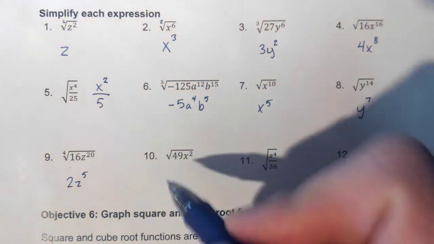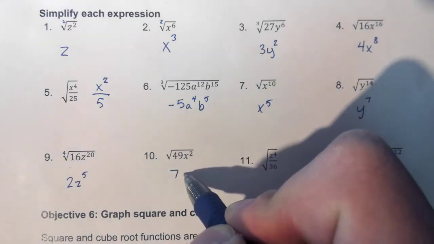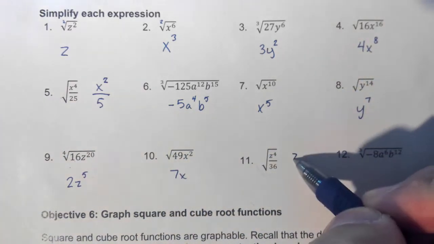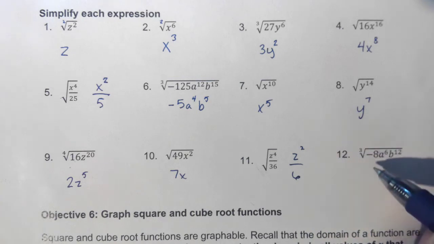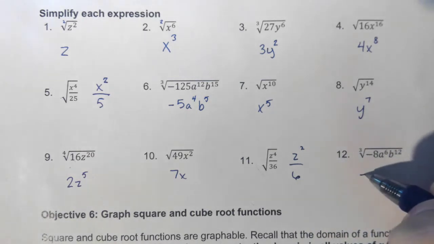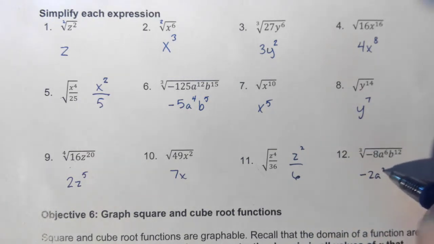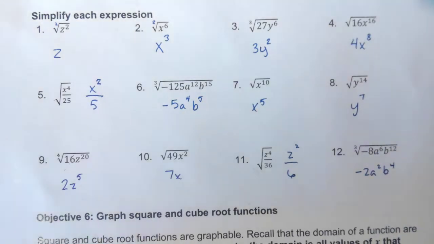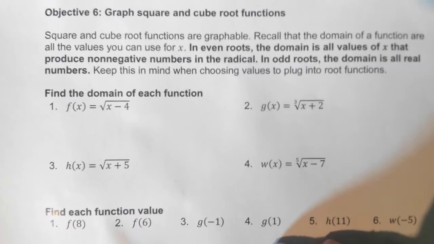The square root of 49 is 7. X squared divided by 2 is x to the 1st. That would be z squared over 6. And the cube root of negative 8 is negative 2. 6 divided by 3 is 2. 12 divided by 3 is 4. Hopefully you did those all right. Let me know if you have any questions on those.